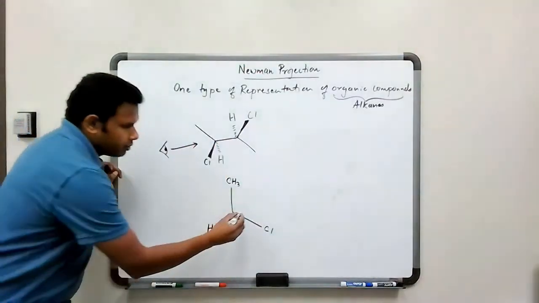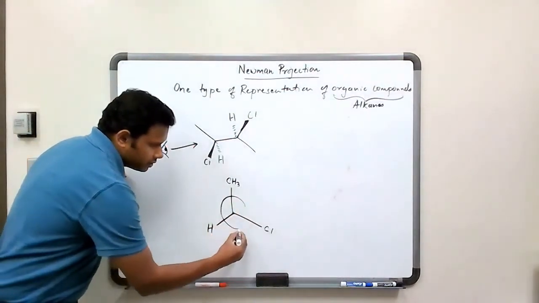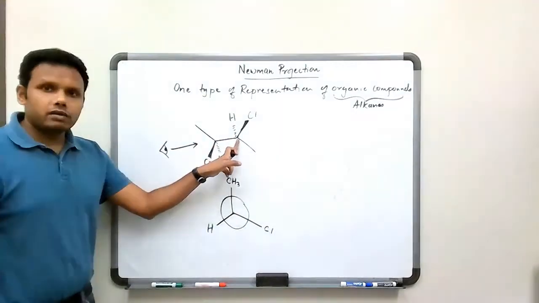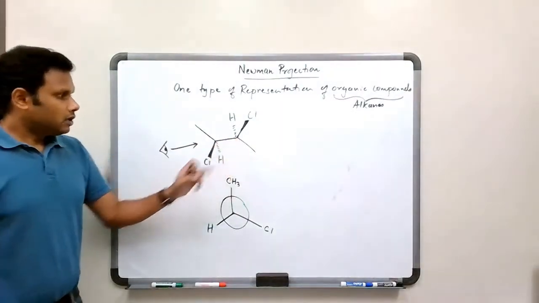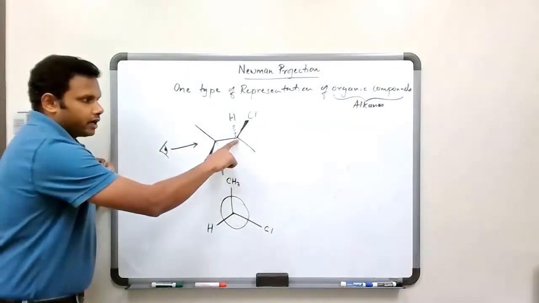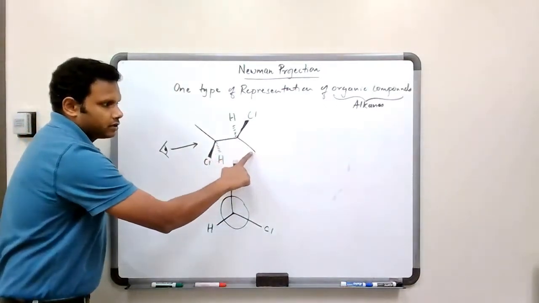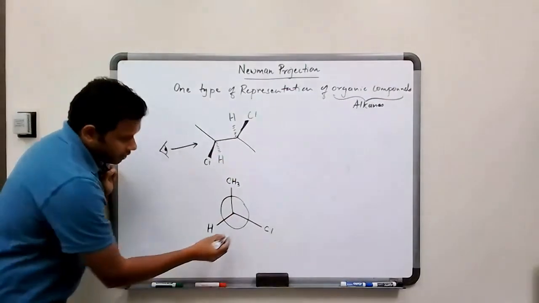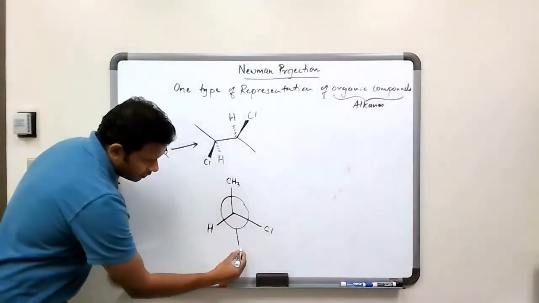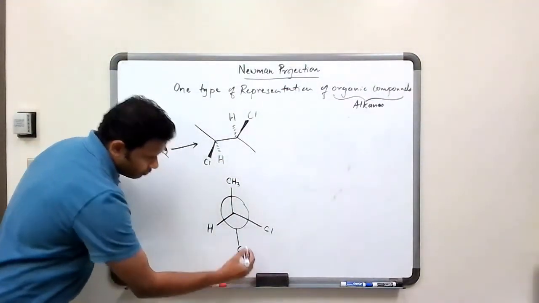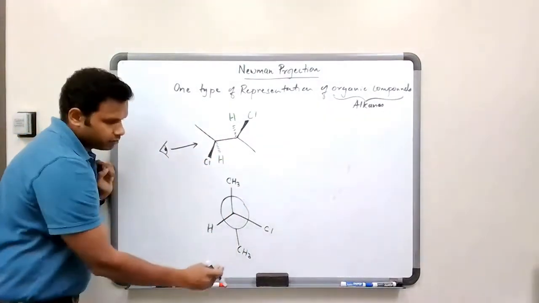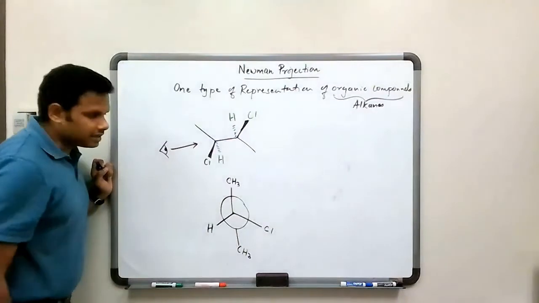The back carbon would again be represented by a circle. Okay, that back carbon is a circle. And on the back carbon, we have a methyl group that is pointing down. So we have a methyl group here pointing down in the plane of the whiteboard. Because it's in the plane of the whiteboard, I'm drawing it straight down.